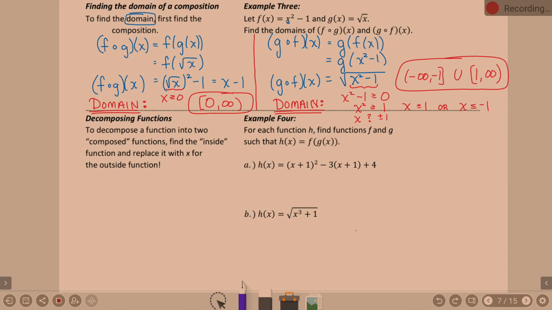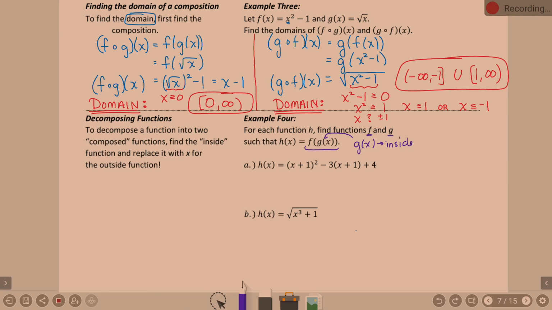Okay, so for each of these functions, they're calling them h. My job is to find f and g based on that setup right there, based on the fact that this is f of g of x. So that means that g is, in this scenario, what's been added into the f? Yeah, g of x is your inside function.